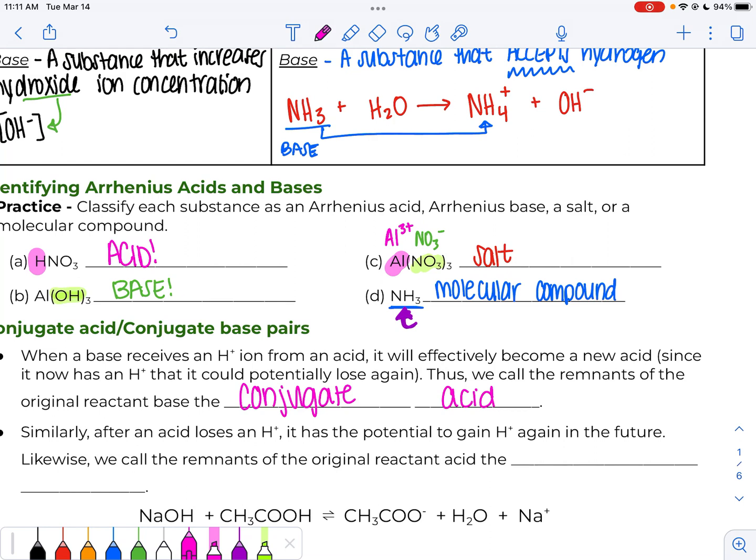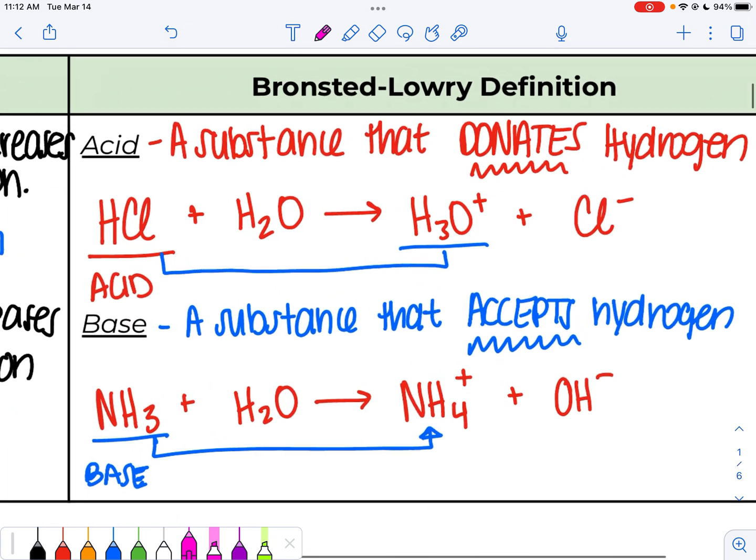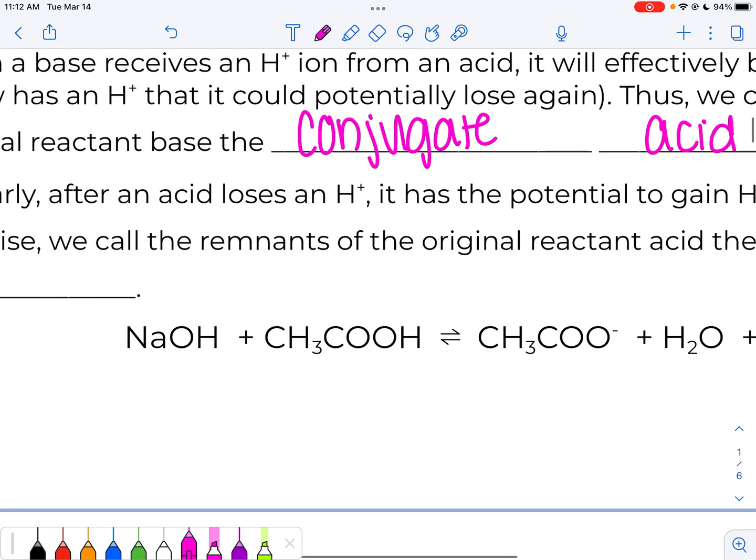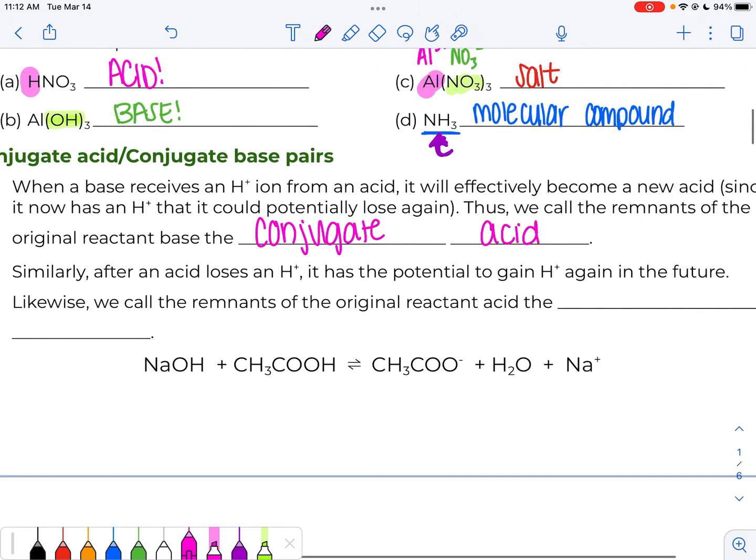Similarly, if you have an acid, that thing loses its hydrogen, it donates it, and it has the potential now to gain a hydrogen back. So like up here, our HCl was our acid, it donated it, and it produced Cl- at the end. Now that thing's got a negative charge, it can look to take a hydrogen back in to reform that HCl potentially. So the remnants of your original reactant acid we call the conjugate base.